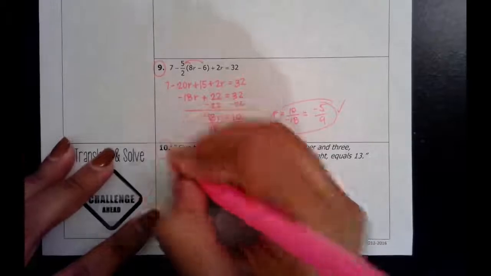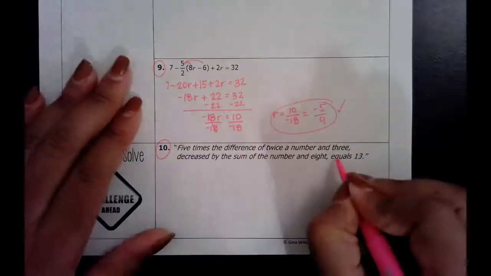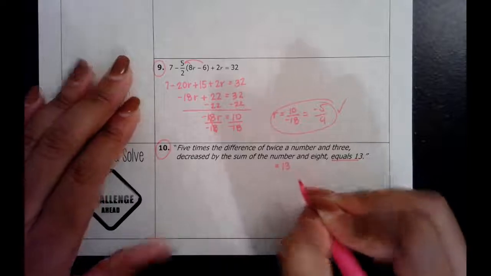It says 5 times the difference of twice a number and 3. So we need to know how to translate. 5 times a difference of twice a number and 3 decreased by the sum of the number and 8 equals 13. Well, I know this last part. I know it equals 13. Boom. One step done.